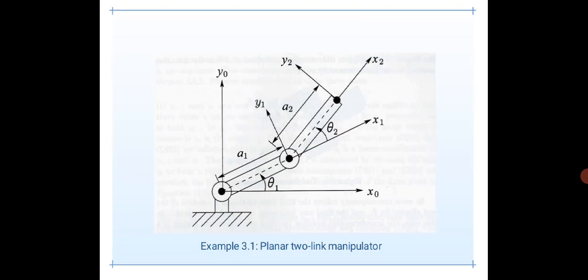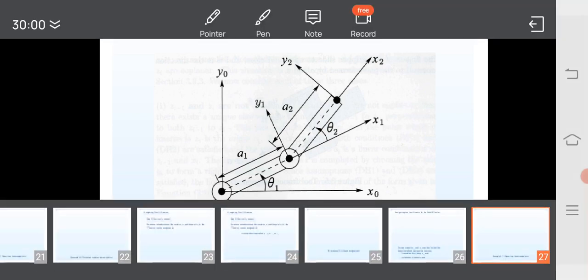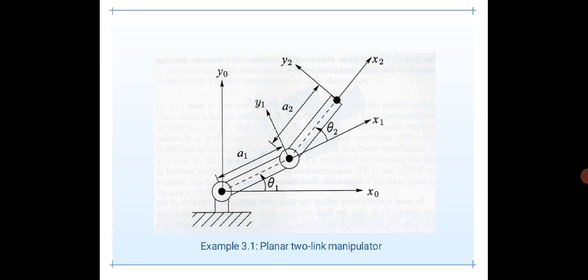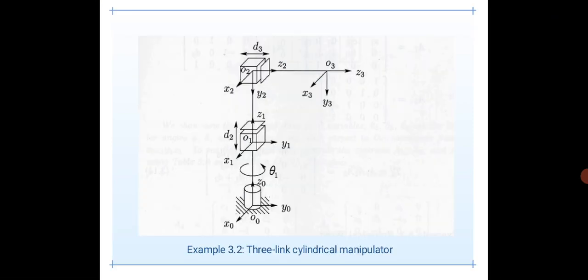And this is a planar two-link manipulator. We can see we have two links. This is a two-link manipulator where you could see all the DH parameters represented in this figure. Say for theta 1, that is the displacement, the rotation angle. Similarly here these are also the link lengths a_1, a_2, then theta 2.